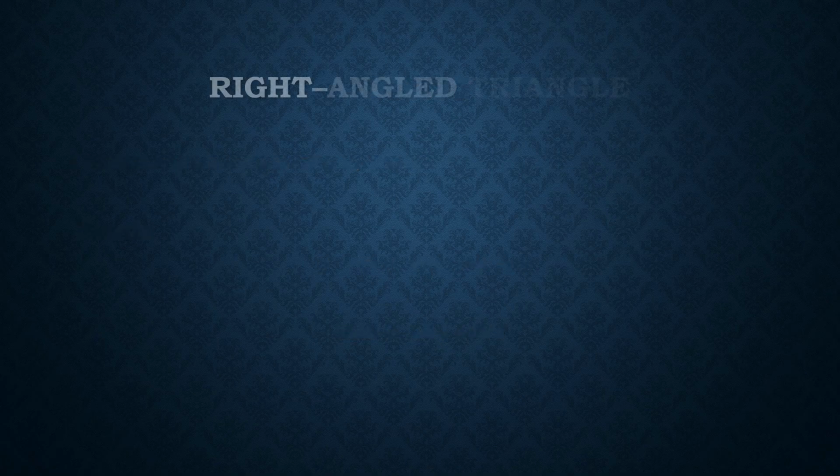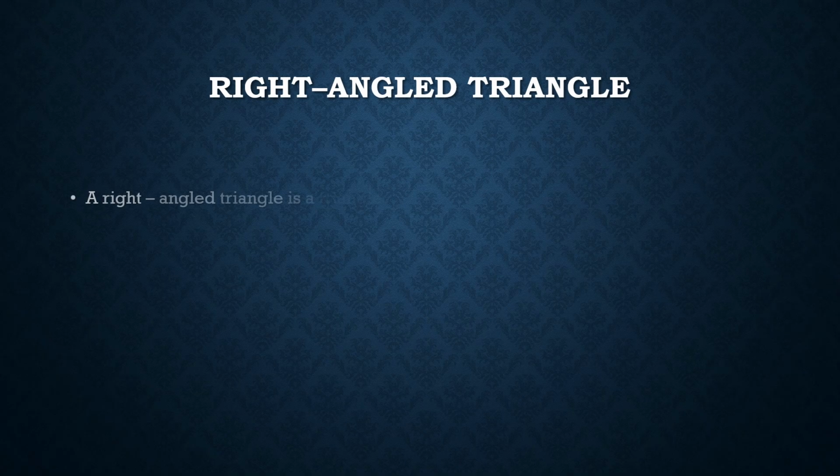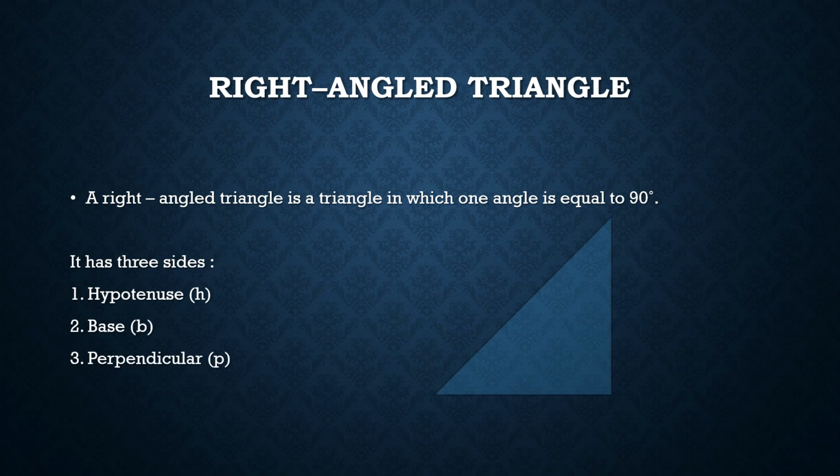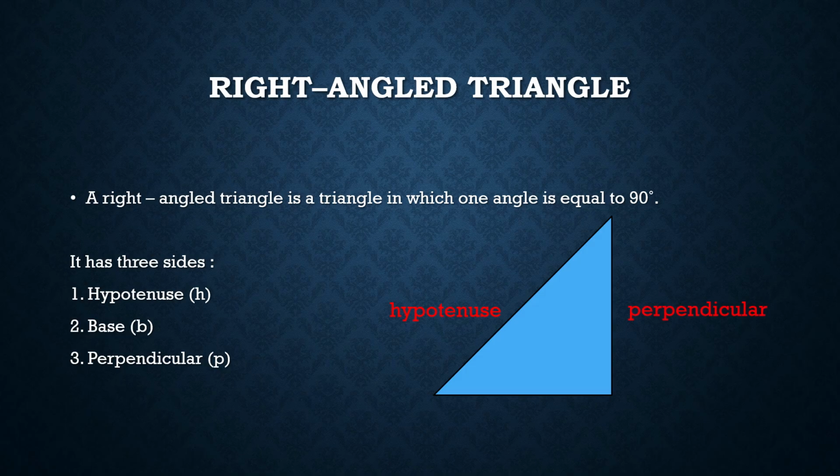Now let's understand the right-angled triangle. A right-angled triangle is a triangle in which one angle is equal to 90 degrees. This triangle has 3 sides. The first side is called the hypotenuse. It is the longest side of the triangle. The second side is the base, and the third side is the perpendicular. In trigonometry, we use these 3 sides to find different ratios, like sine, cosine, and tangent. So it is very important to understand these 3 sides.